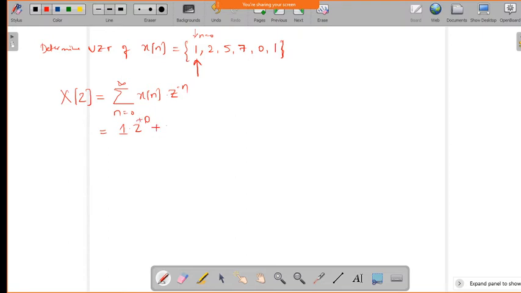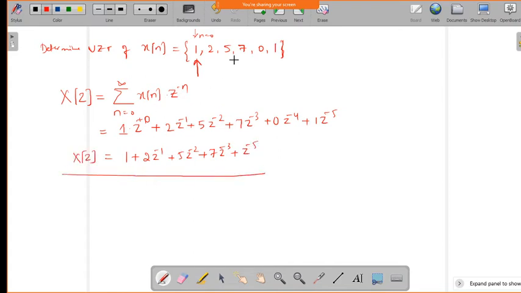So plus 2 into z power minus 1 plus 5 into z power minus 2 plus 7 into z power minus 3 plus 0 into z power minus 4 plus 1 into z power minus 5. So we will get it as 1 plus 2z inverse plus 5z power minus 2 plus 7z power minus 3 plus z power minus 5. So this is your unilateral Z transform for this given signal.